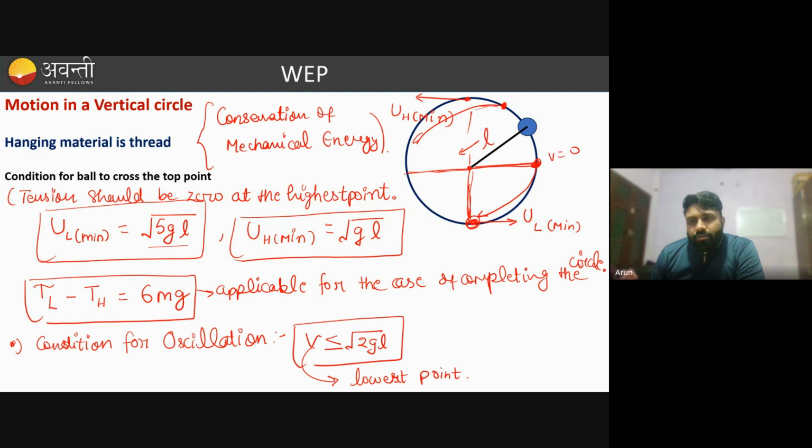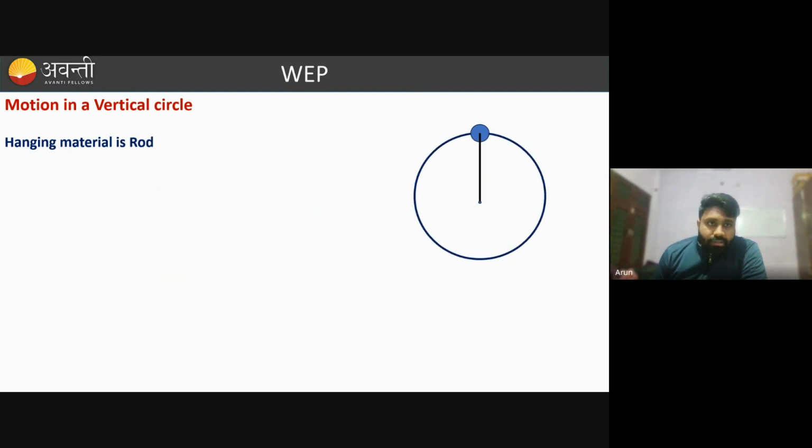So all the concepts that we have learned for motion in a plane will be applied here. Got it? Now, if the material of the hanging part is a rod, what is the difference between a rod and a thread? If you compress the thread, it will not compress, so the tension developed there will be zero.